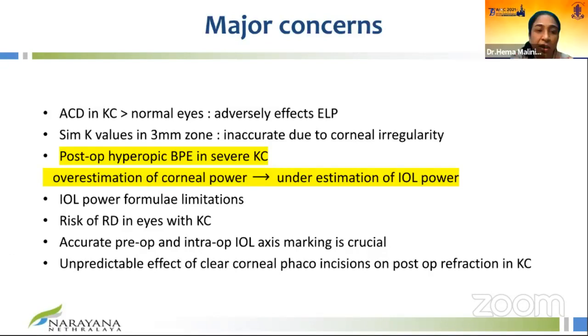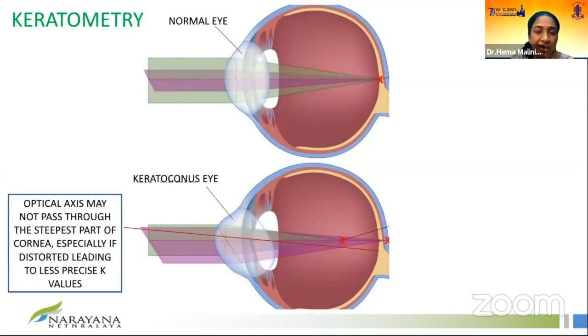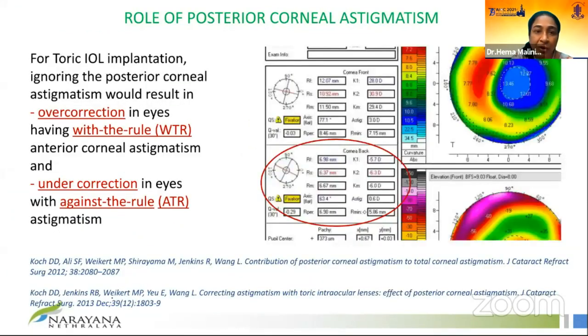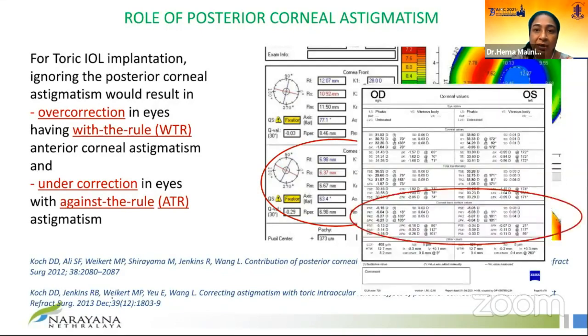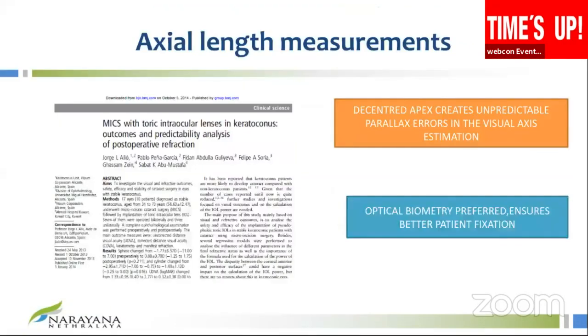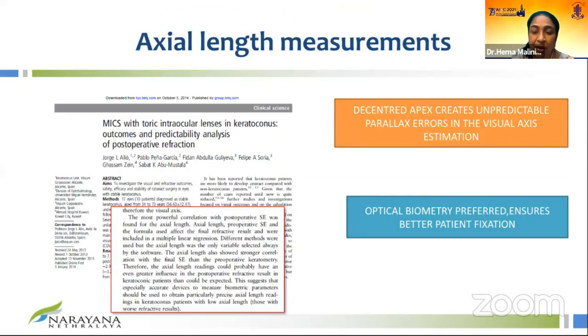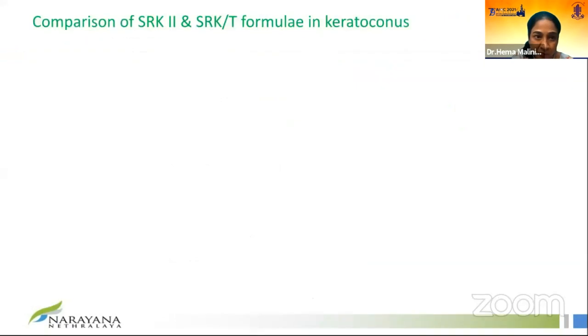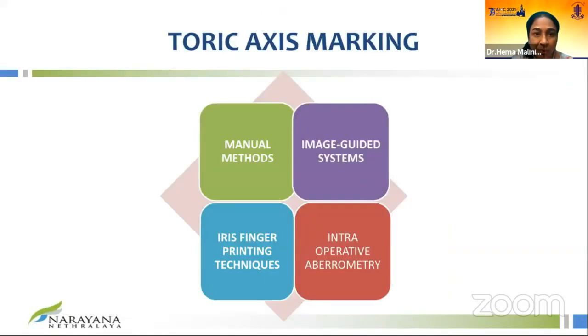Yeah. So there is always going to be a post-op hyperopic biometry prediction error in severe keratoconus due to overestimation of corneal power and underestimation of IOL power. And also there are several issues such as the optical axis may not pass through the steepest part of the cornea, especially if the cornea is distorted, and default refractive index of 1.3375 may not be appropriate. Also, one should include posterior corneal astigmatism in the calculation. So axial length measurements also need to be measured, especially on the optical biometry, and newer modalities such as Pentacam can be used. Now I'll just sum up my presentation.